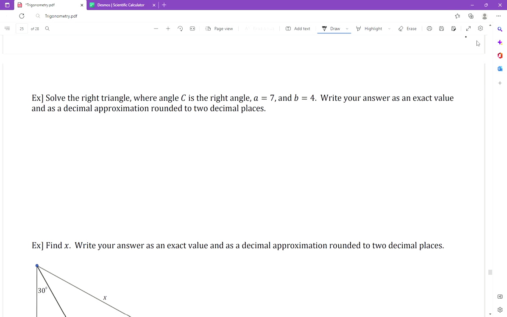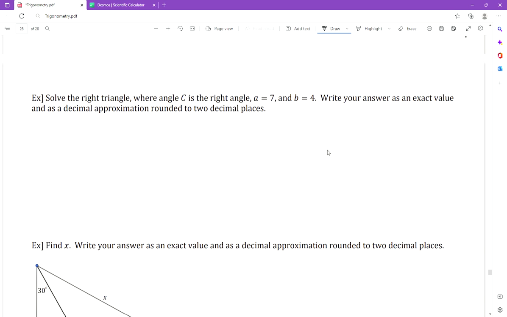Hi everyone, and welcome to our video on solving a right triangle where we have two sides known and only one angle. It says solve the right triangle where angle C is the right angle, little a is 7, little b is 4. We'll write our answer as exact values and as decimal approximations.